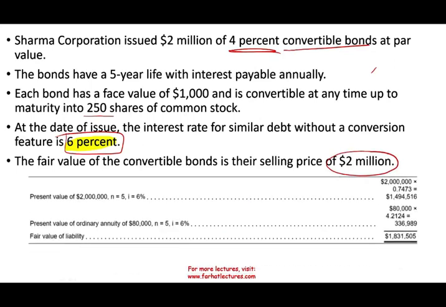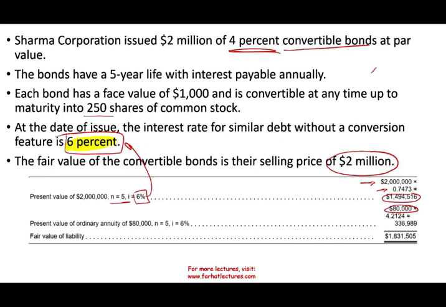We're gonna take the principal amount, and this is how we find the price of the bond, multiplied by the present value factor, 0.7473, 5 periods, interest rate equal to 6%. We use the interest rate that the market pays for a similar bond. So the face value of the bond is worth 1,494,516. Then we have to find the payment on that bond.